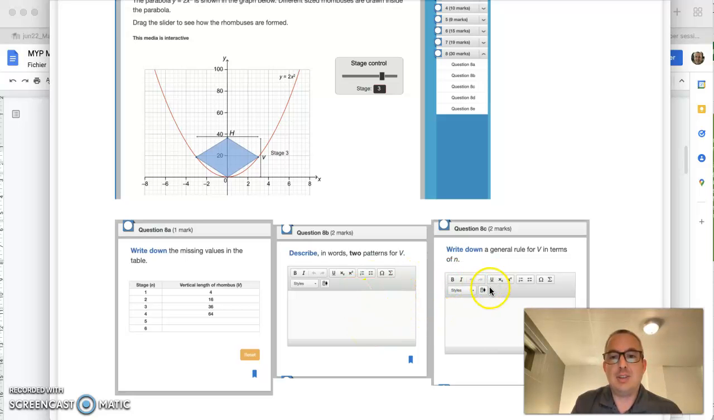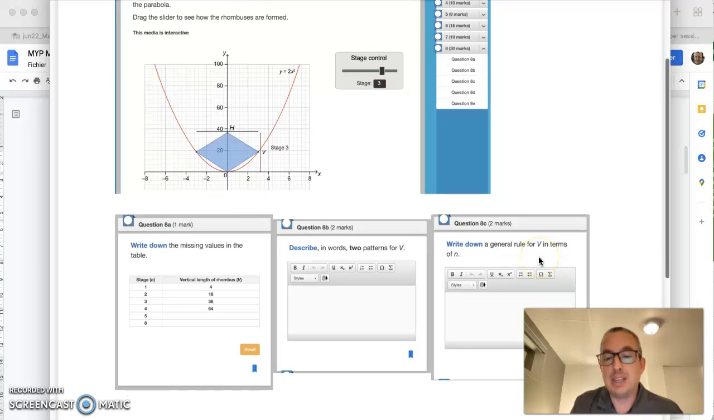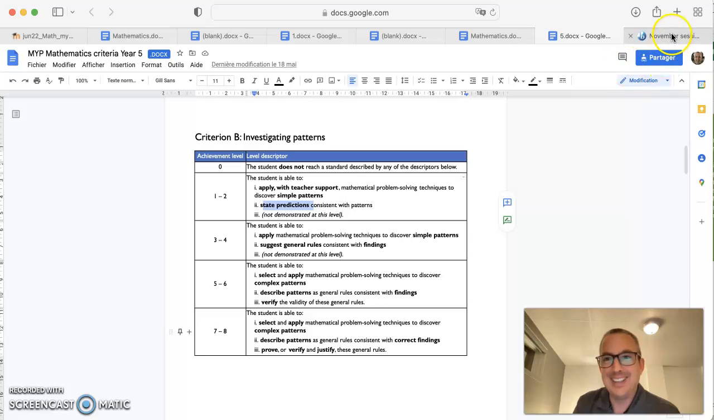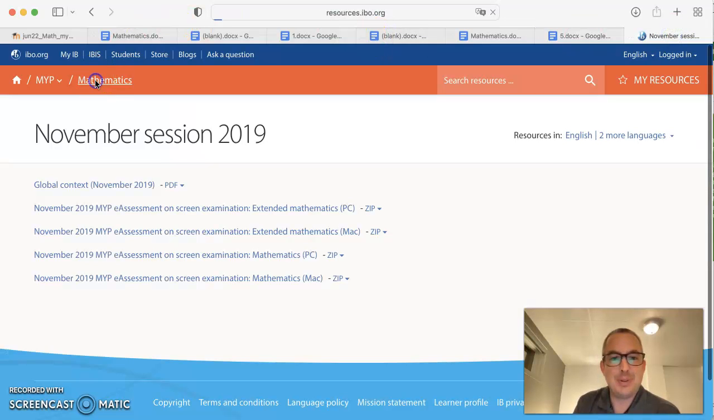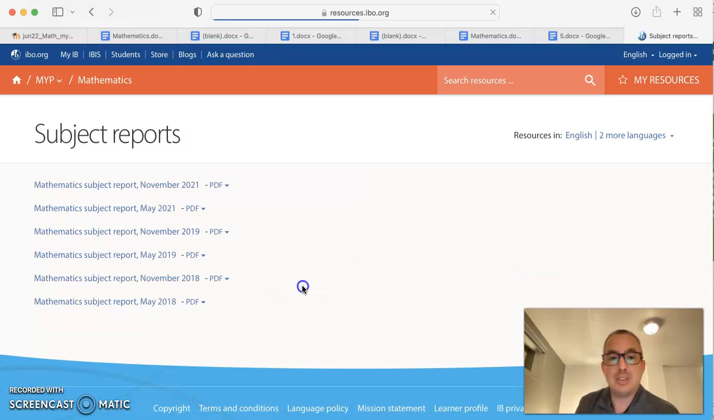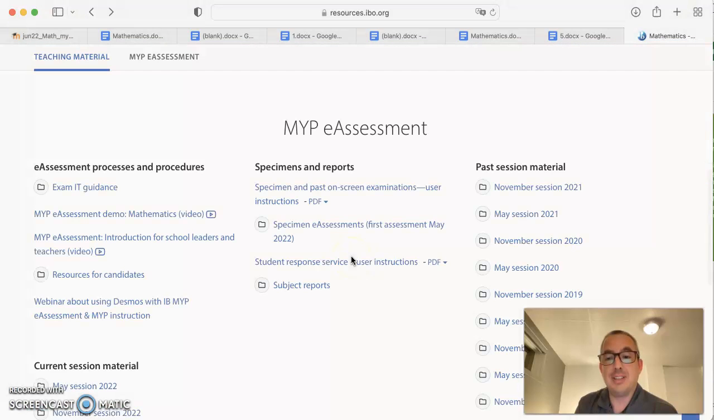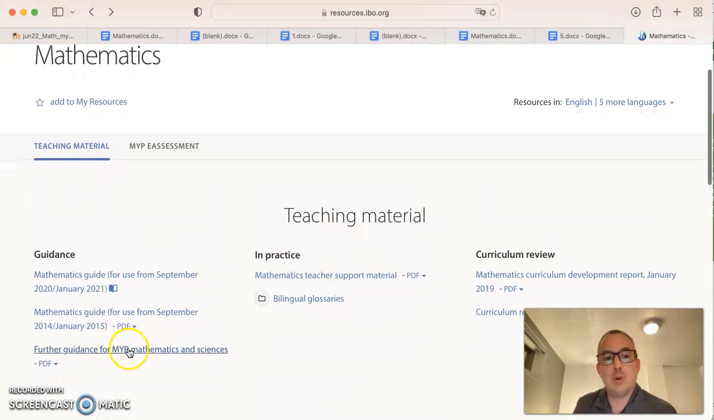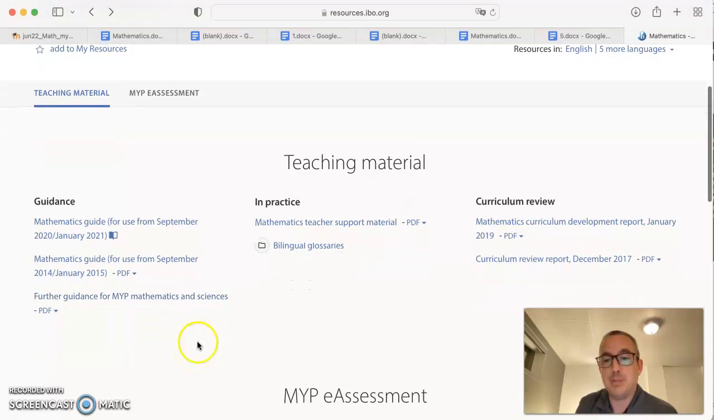And then you can write a rule. What I might have said or not, once again, is that when you go here, you also have subject reports about past examinations, and in these documents they often give more details about what they expect in criterion B, for instance. Also, there is the further guidance for MYP mathematics, which might help as well.